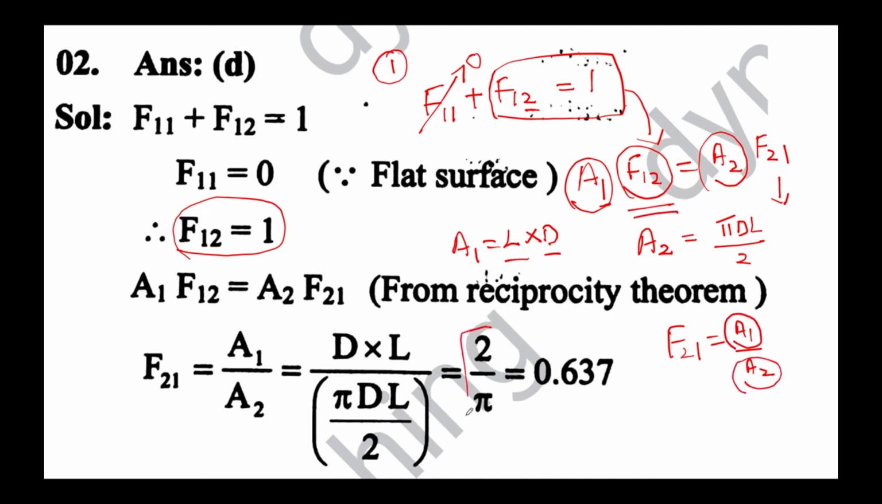You'll be getting the answer as 2 by pi, and if you simplify, with the pi value as 3.14, you'll be getting the answer as 0.637.